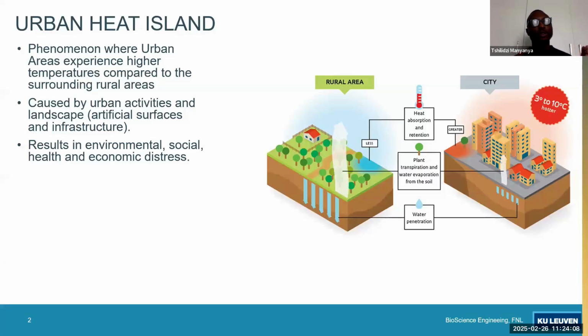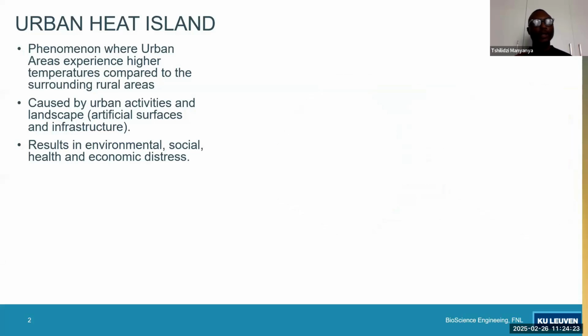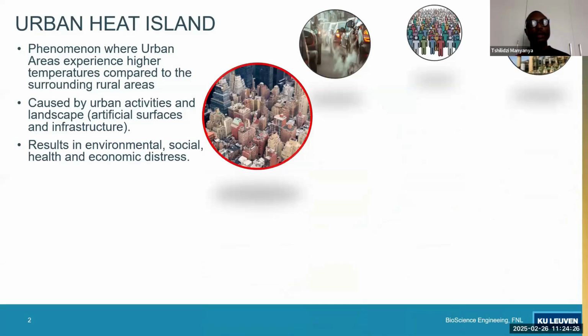Before everything, I'm going to introduce you to what the main concept is, which is the urban heat island. This is a phenomenon where urban areas experience higher temperatures compared to the surrounding rural areas. It is caused by urban activities and the urban landscape, which includes artificial surfaces and infrastructure. So we are looking at things like industrial zones, the population, the traffic, and then the urban infrastructure itself.